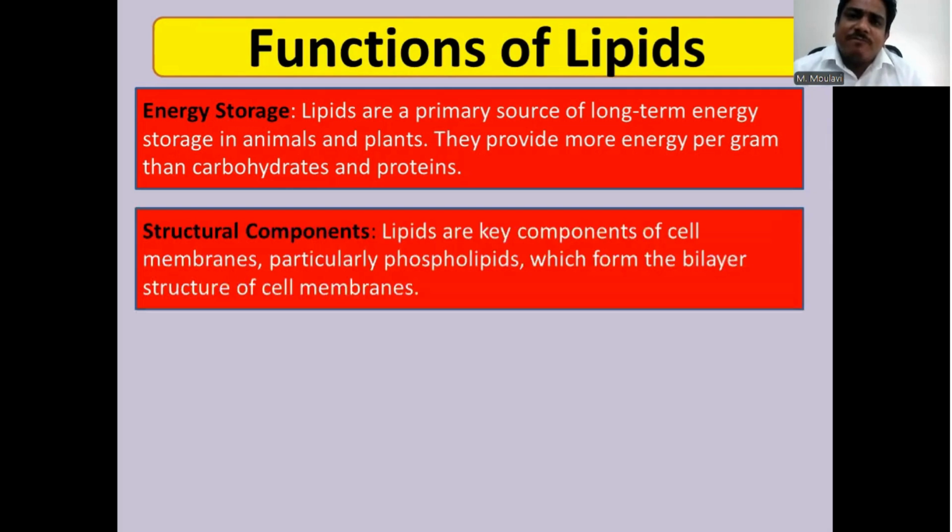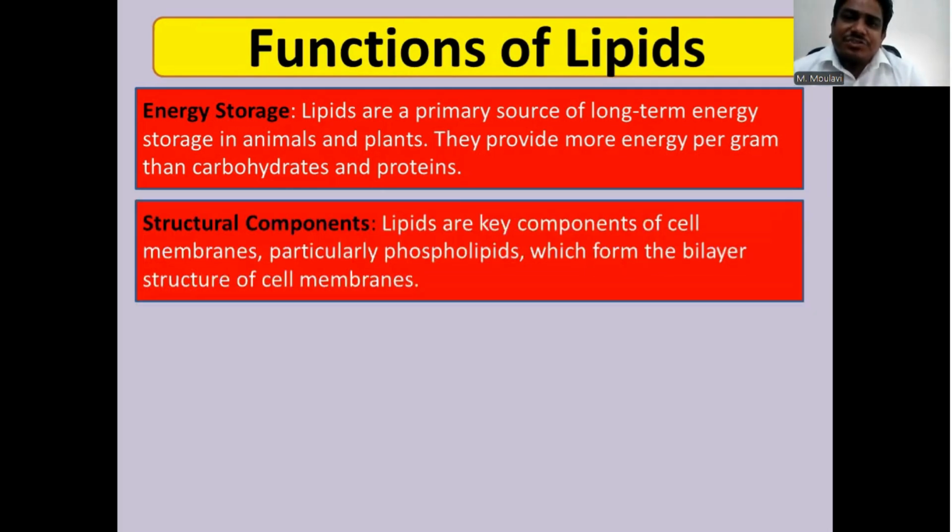The second general function of lipids is as structural components of body organs or organelles. Lipids are key components of the cell membrane, meaning the plasma membrane, which is made up of phospholipids, the bilayer structure of the cell membrane. So the cell is protected by this plasma membrane, which is made up of phospholipids.